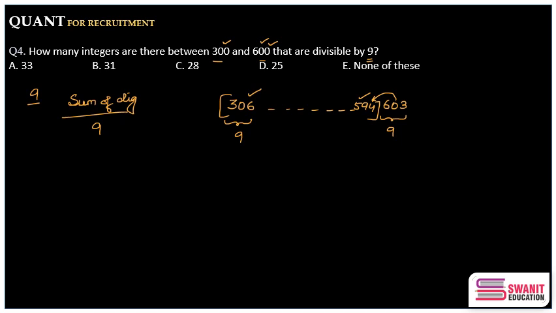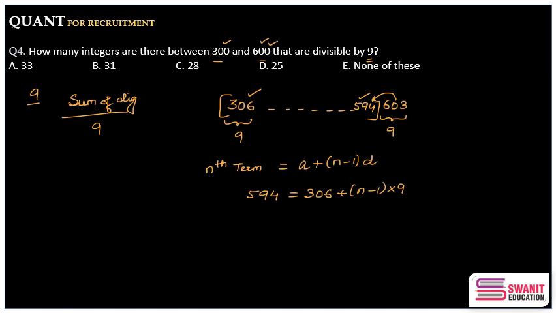So according to arithmetic progression, the formula for the nth term is a plus (n minus 1) times the difference, where a is the first term. So let's put the values. Now the nth term over here is 594. The first term here is 306 plus (n minus 1) times d, that is 9, because in every two consecutive numbers which are divisible by 9, the difference would be 9.